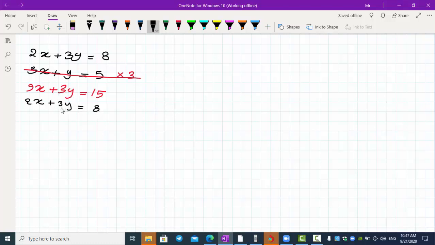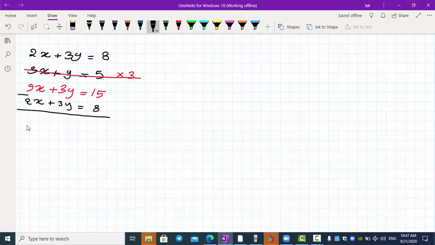And we have 3y, 3y. They're both positive, so let's subtract these two equations to get rid of 3y. Sometimes you get 3y, 3y, but one of them is negative, one of them is positive. In this case, add the equations, then you will be able to get rid of one of the variables.